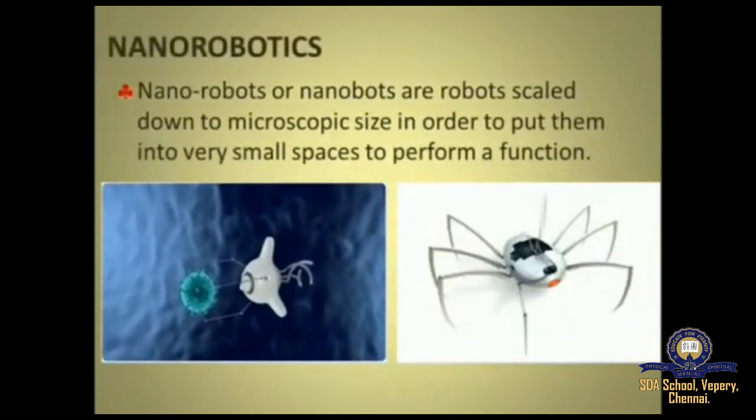Next we'll move on to nano robotics. So what are nano robots? These are robots scaled down to microscopic size in order to put them into very small spaces to perform a function. Nano robots will be very small in size so they can be put into small spaces to perform various functions. Could you see the two pictures of nano robots? The study of nano robots is called nano robotics.